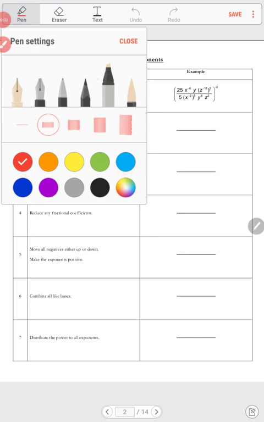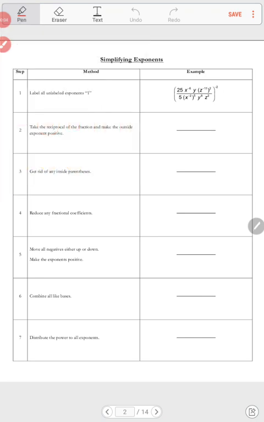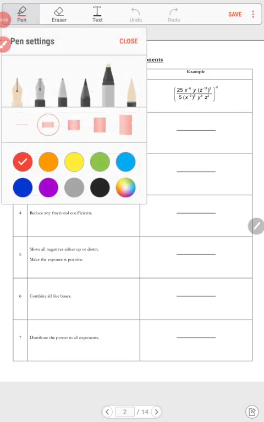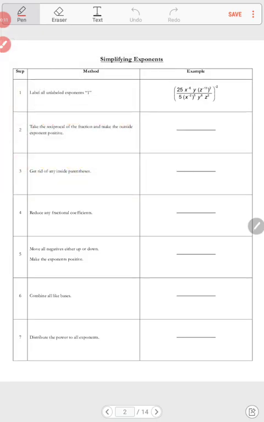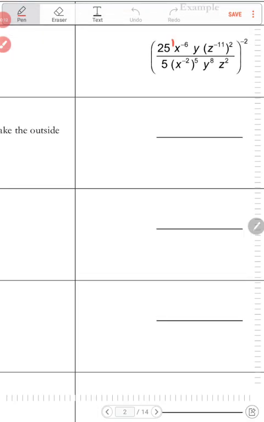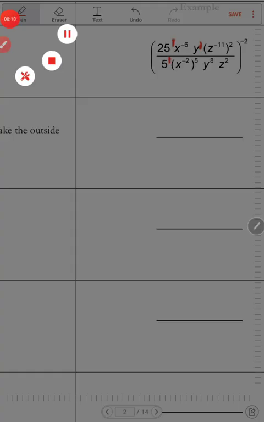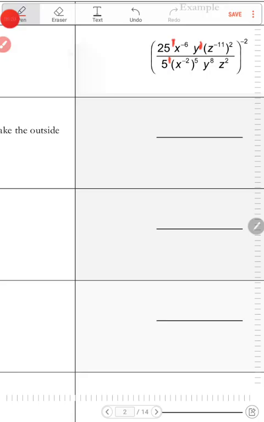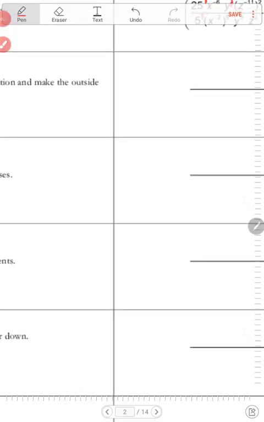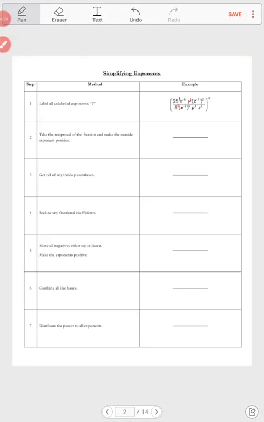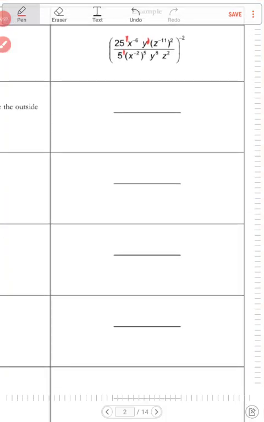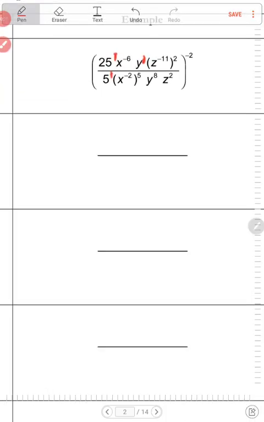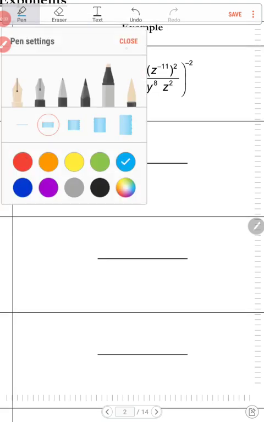All right, so now we are going to be simplifying the exponents. So the first thing that I'm going to do is go through and write ones where things do not have exponents. The next thing that we are going to do is take the reciprocal from the fraction on the outside. We're going to make that a positive.